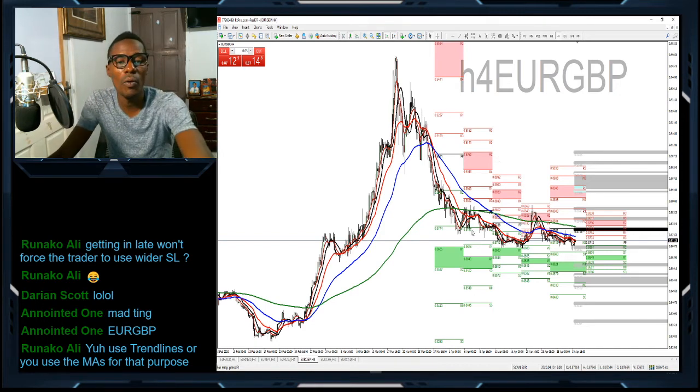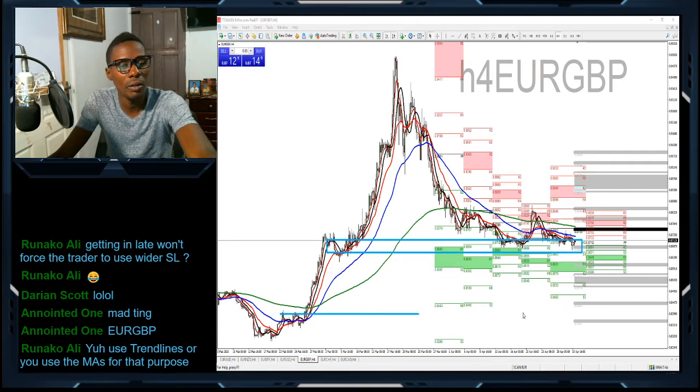Alright, there we have the euro pound. Right? So as you can see, this went up very aggressive, pulled back down, and we have some form of resistance right here, right here. If it breaks through past that area, here would be our next target area, right?